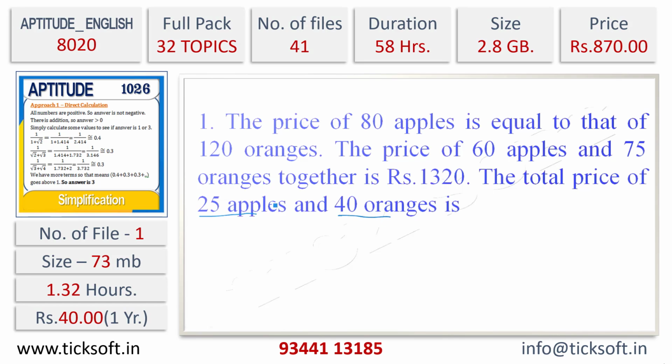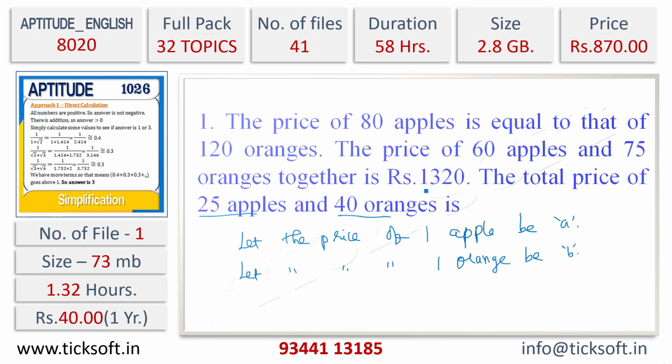So what we have to do, first, is find out the cost of one apple as well as the cost of one orange. So first let us take the cost of one apple to be A and the cost of one orange to be B. Now, using this, we are going to form equations by using the given conditions.